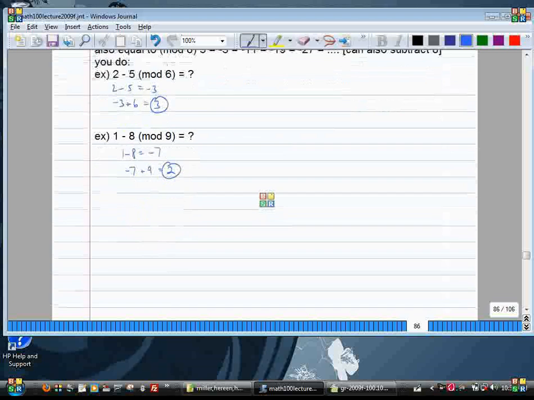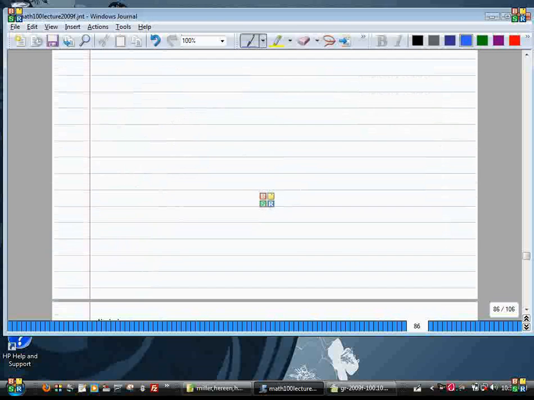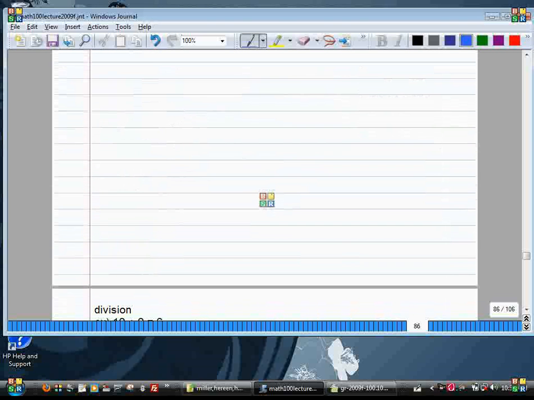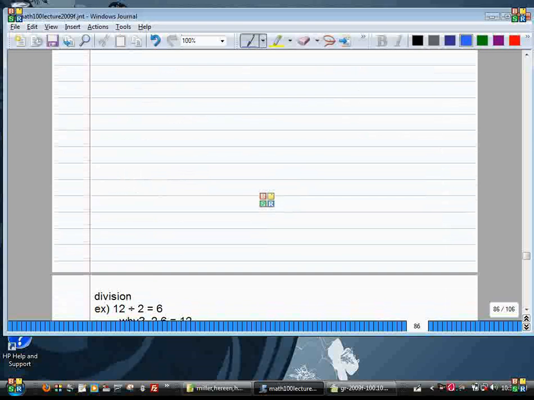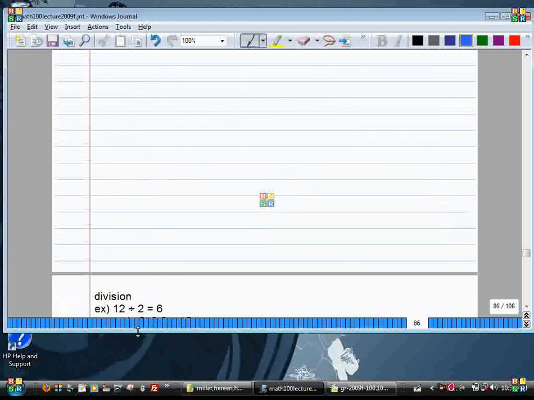Okay. Good, because now we get to what's kind of the hard part. Why is this going to be hard? Okay. Well, first I'll start with the easy stuff about division that we know. 12 divided by 2 equals 6. We all know that. Okay. Why? How can you justify to me that 12 divided by 2 equals 6?